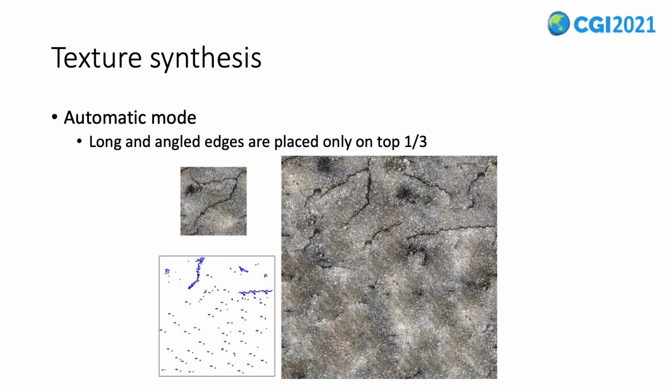This is an example of the automatic mode. Let's say we define a design rule that only allows long edges on the top of the output image. The system will automatically choose edge groups based on the given length and the angle.